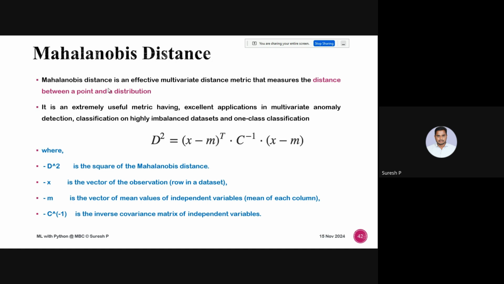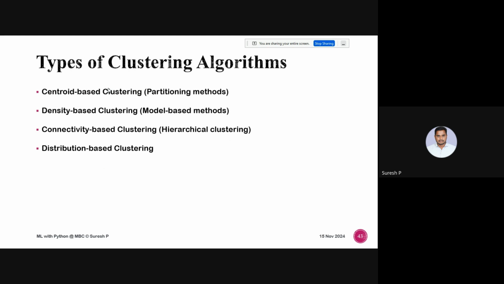Particularly in most algorithms, we will be using either Euclidean distance or Manhattan distance. Even cosine similarity will be used very rarely. Most of the clustering techniques will use either Euclidean distance or Manhattan distance. Next we will discuss the different types of clustering algorithms.